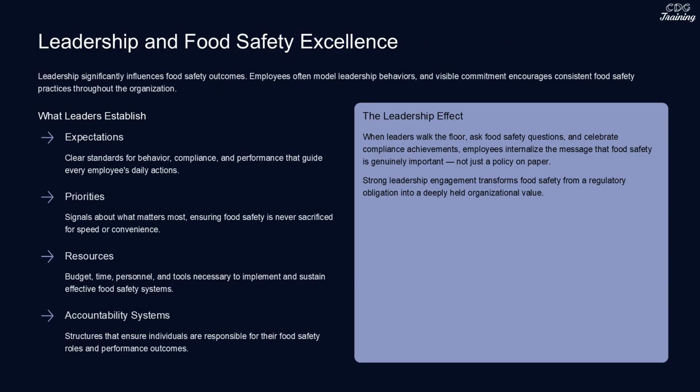Leadership significantly influences food safety outcomes. Leaders establish clear expectations, prioritize safety, allocate resources, and ensure accountability systems are in place. The leadership effect box highlights how leaders can transform food safety from a regulatory obligation into a deeply held organizational value. By modeling desired behaviors and supporting food safety initiatives, leaders create an environment where safety is a shared responsibility and a core organizational value.